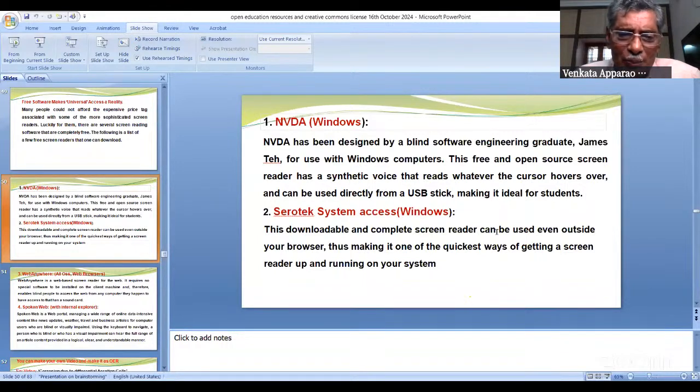Then the second example is Serotek System Access, that is also operated on Windows. This downloadable and complete screen reader can be used even outside your browser, thus making it one of the quickest ways of getting a screen reader up and running on your system.